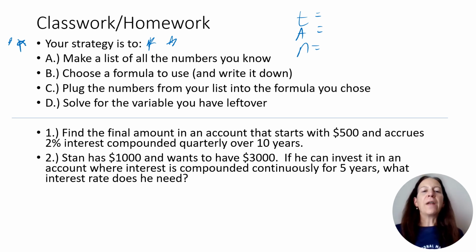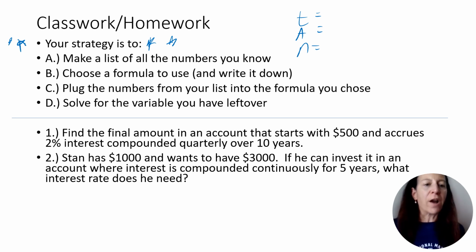Then plug the numbers from your list into the formula that you chose, and make sure that I can see that. I can see this is the formula and this is where you put the numbers in. If you put the numbers in the wrong spot, then I'll be able to see that you did that and we can work from there. And then solve for the variable that you have left over, whatever that is. It could be the principal, it could be the amount, it could be the time, it could be the interest rate, whatever.